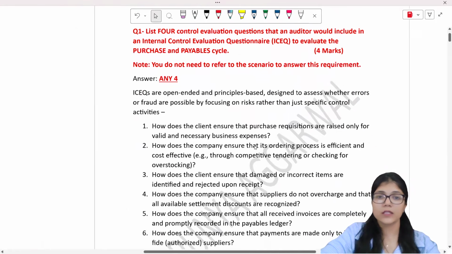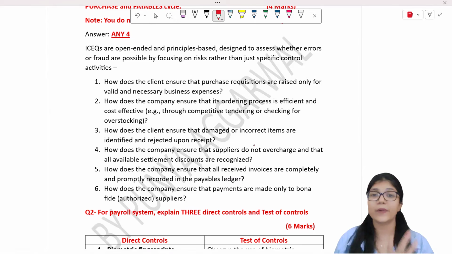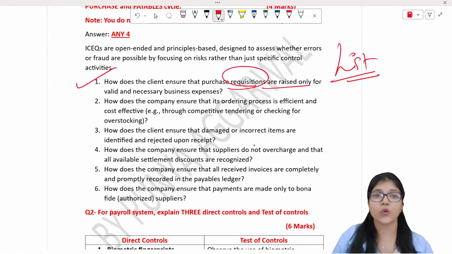Okay, so this is the answer for this one. Any four you can write because it is a four marker, and you don't need to explain these questions. Why? Because the question has said to just list them. The question has not asked you to explain them, right? So first one says, how does the client ensure that purchase requisitions are raised only for valid and necessary business expense? So you're not purchasing something which is not required by the business, right?